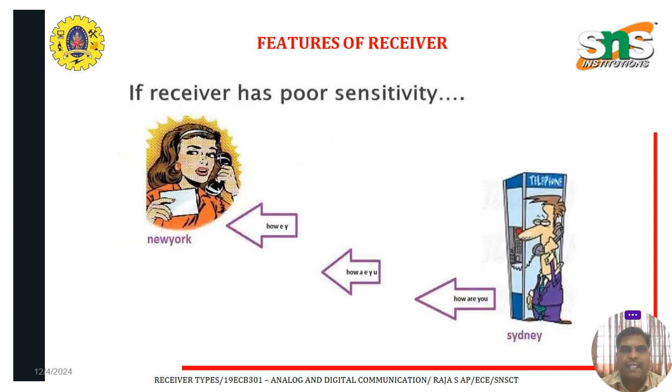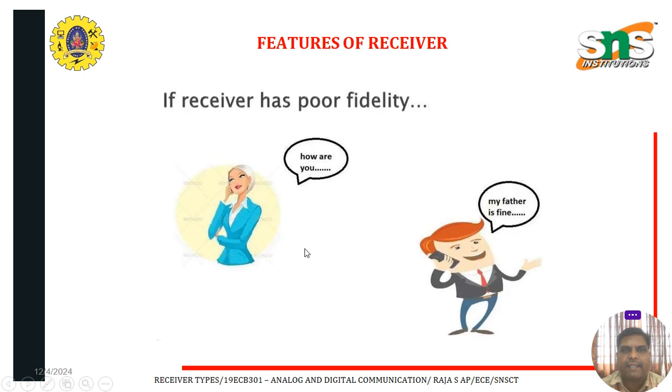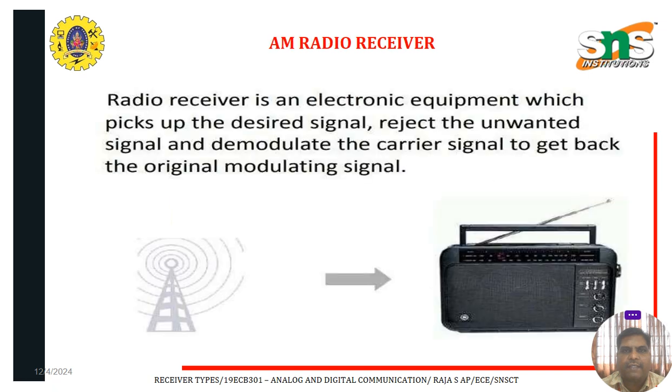Next, if a receiver has poor sensitivity, it receives a very weak signal. For example, the sender sends a signal from Sydney to New York. If they say "How are you?", but due to poor sensitivity, the receiver can hear only "HWOEY". So this is the problem of poor sensitivity. Then poor fidelity. Poor fidelity means they can hear different noise levels. For example, the sender sends the message "How are you?", but the receiver receives it mistakenly and replies "My father is fine." So these are the major problems of a normal receiver.